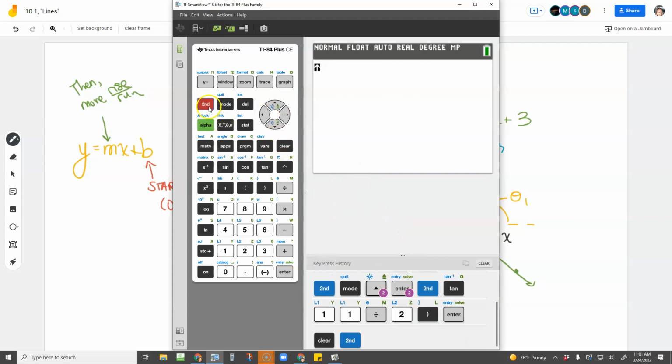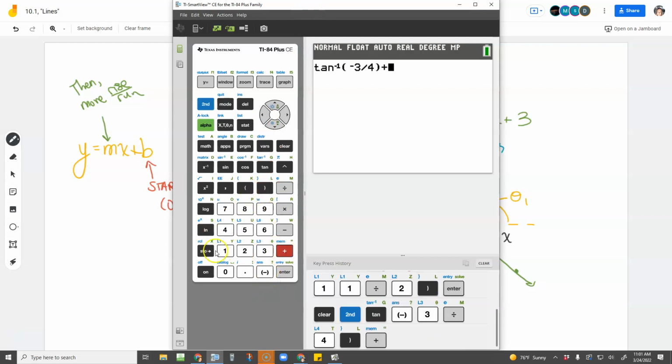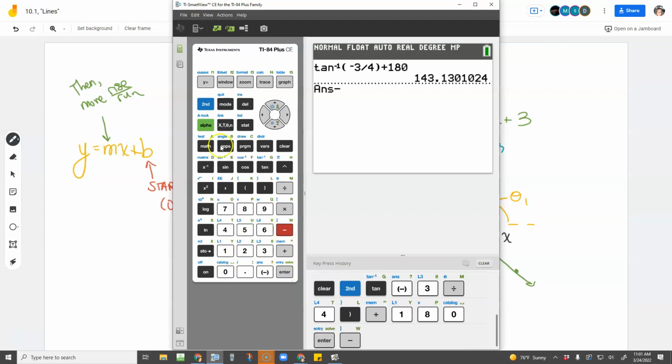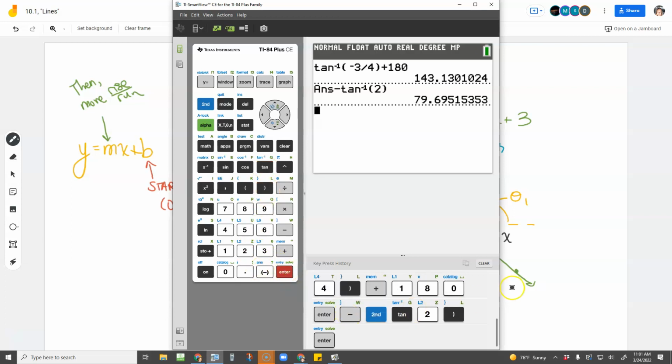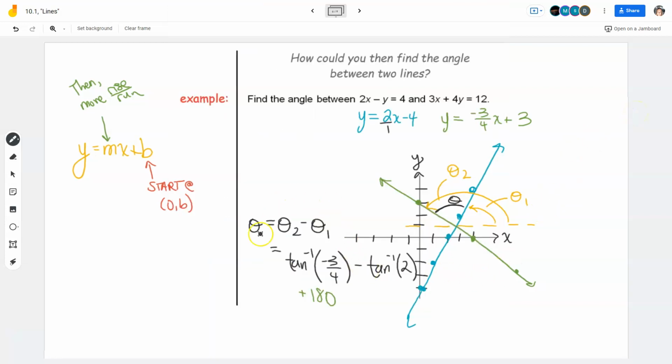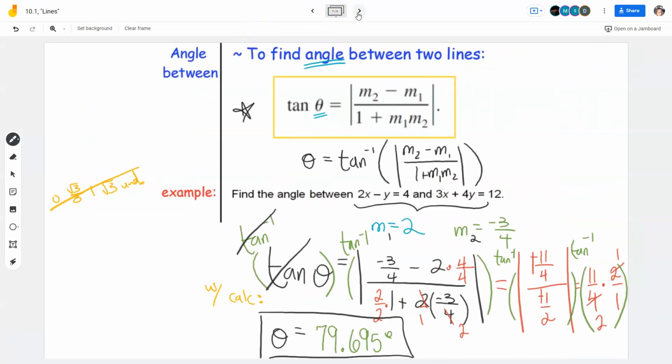Hang in there. Tangent inverse of -3/4 plus 180, because that's going to be a negative number. And then we could do minus tangent inverse of 2. Hey, did it turn out to be the same thing? Yes. But what looks nicer? Drawing a whole picture and then having to think about both inclinations and then subtracting both inclinations, or the formula? Yeah, that sounds good to me too.